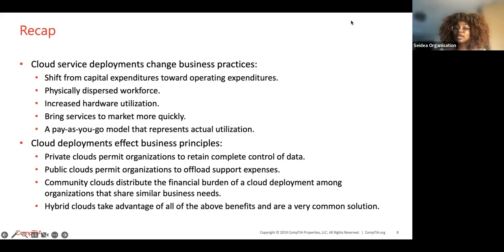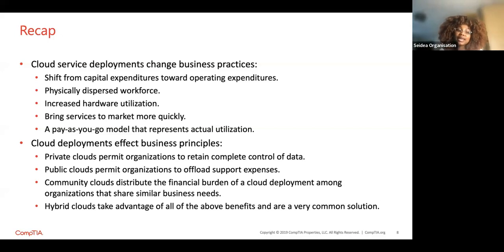And then a pay as you go model, because remember when we talked about the measured service characteristic of the cloud, where you pay for what you use. So you pay as much cloud as you use. And when we're looking at how cloud deployment affects business practices, we have different types. Private clouds might permit organizations to retain complete control of their data, especially with a private cloud, where they have more control and sometimes complete control.